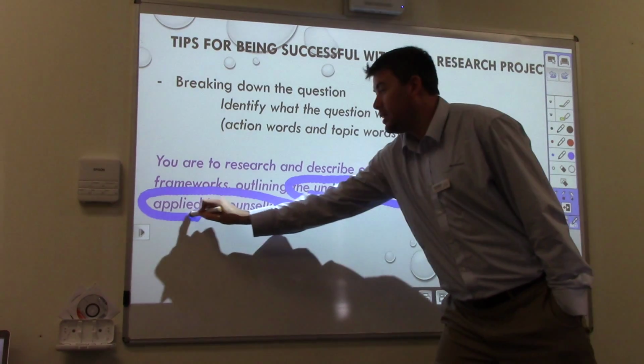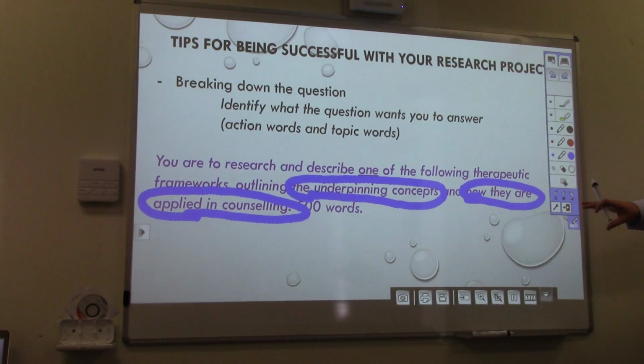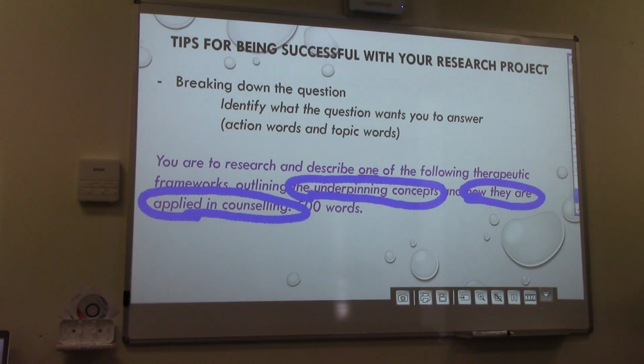What I do with my research is, when I've broken down the question, I decide what my headings are going to be in advance, so that as I'm researching, if I come across any information, I write it down under that heading. If it doesn't fit under any of the headings you've already decided to use, chances are it doesn't belong in your assessment. Fair enough.